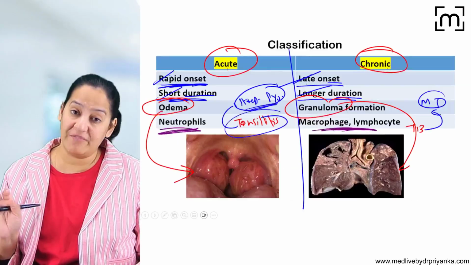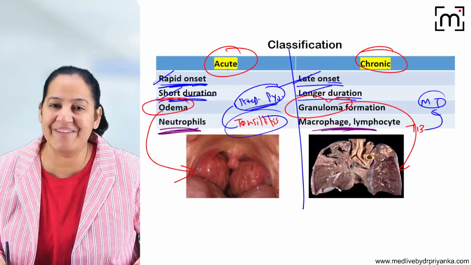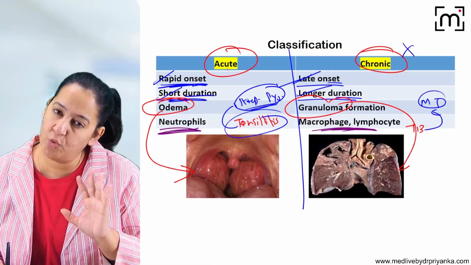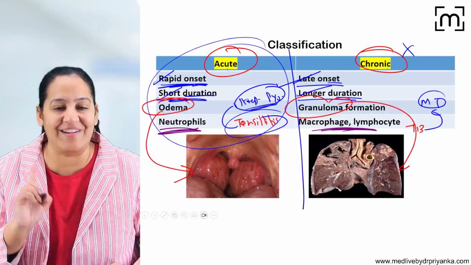So this is what we have read till now. Now coming on the acute inflammation. In this session, I am not dealing with chronic. There is a separate video of chronic on the app itself, so please do watch that. Currently we are taking acute inflammation, so let's start acute inflammation.